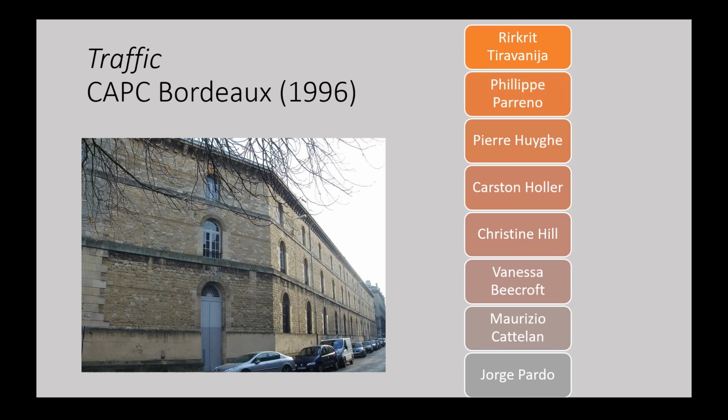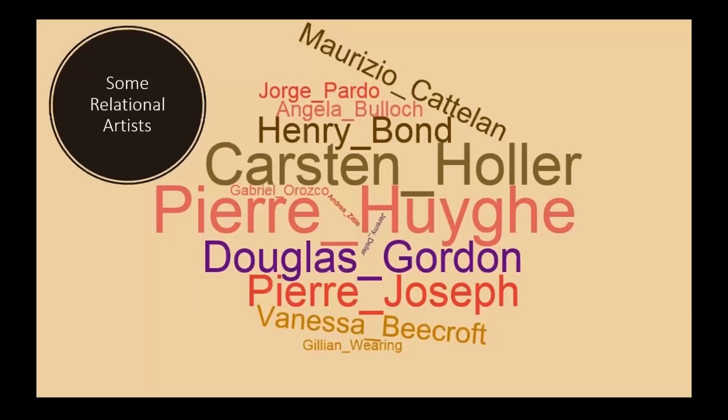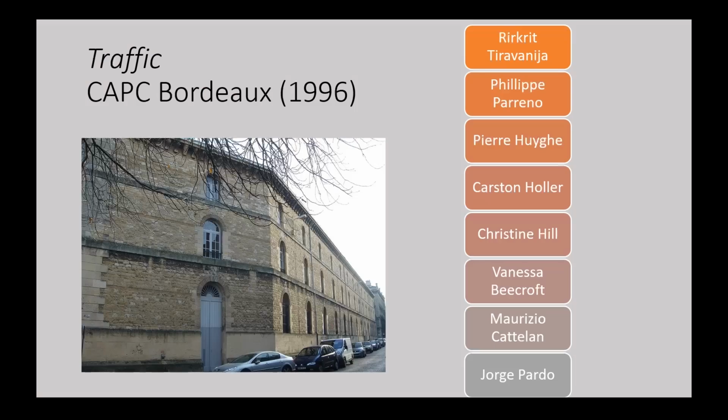And of those artists, these are the ones that were in the really important exhibition called Traffic in Bordeaux, where Bourriaud was one of the curators at the time. So if I go back, actually, the number one name on this list is Rirkrit Tiravanija. I know that his name is pronounced that way because I checked it. He's not even on my list in the book. I think he is mentioned in the book, but maybe not that often.